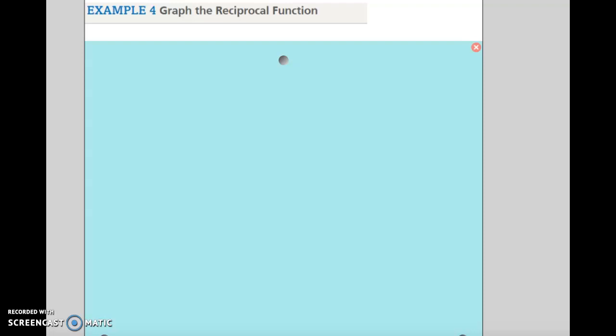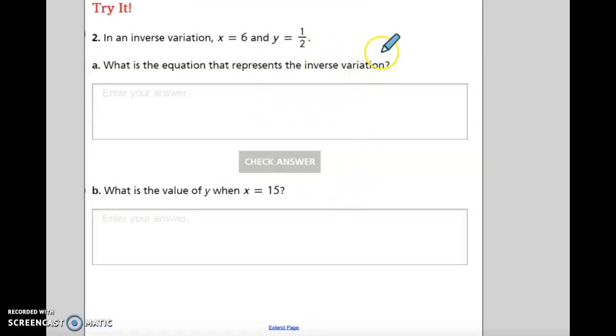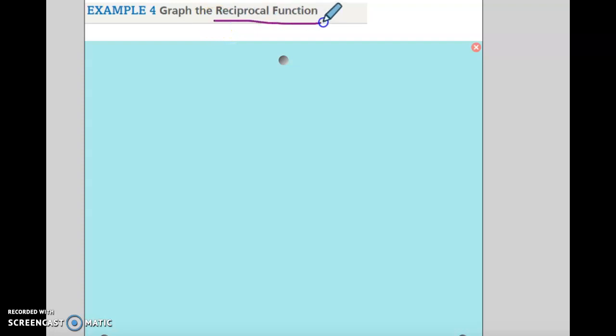Hi guys, so this is the next part in section 4.1. This is a lesson on reciprocal functions. So basically, what is the graph of these inverse variation functions that we've been looking at and working with last lesson? What does the graph of a function look like? And what we call them are reciprocal functions.